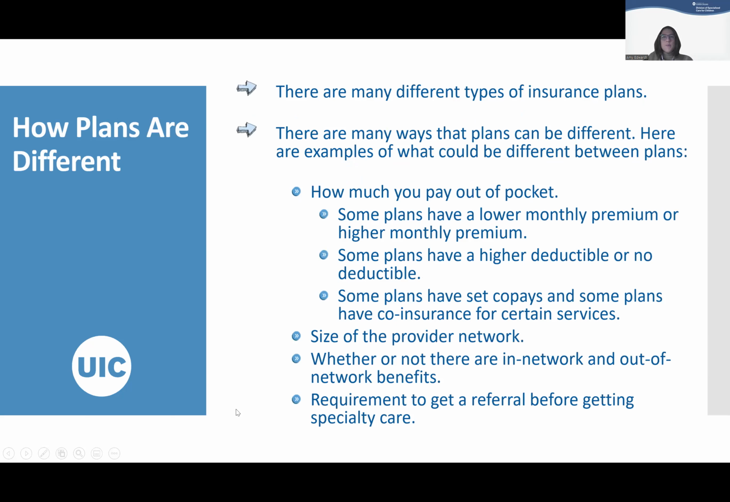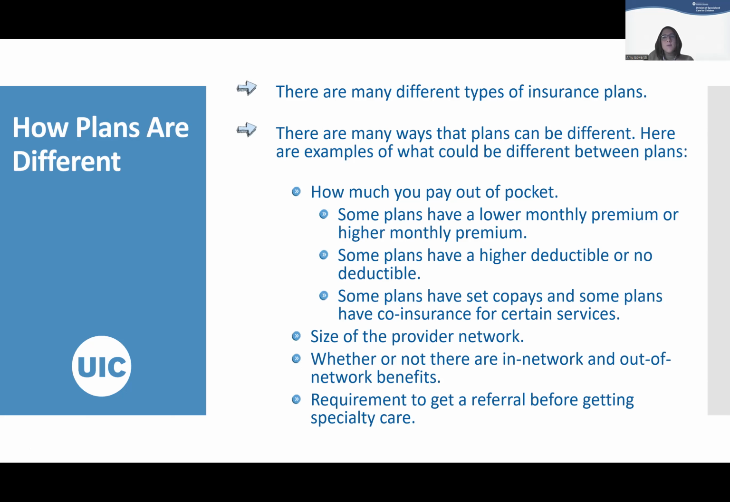All right, so we are going to talk about how insurance plans differ. There are many different types of insurance plans, and there's many ways that make them different. It can be very confusing. It's not something we expect you to remember because a lot of times we have to look up this information. But part of the way that they can be different is the cost that we just talked about.